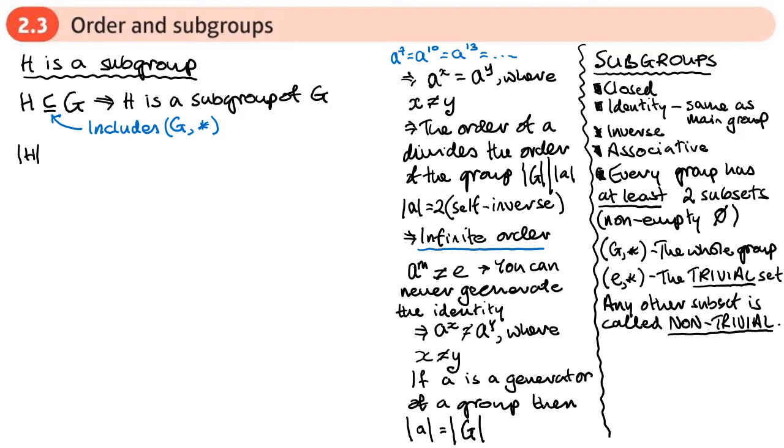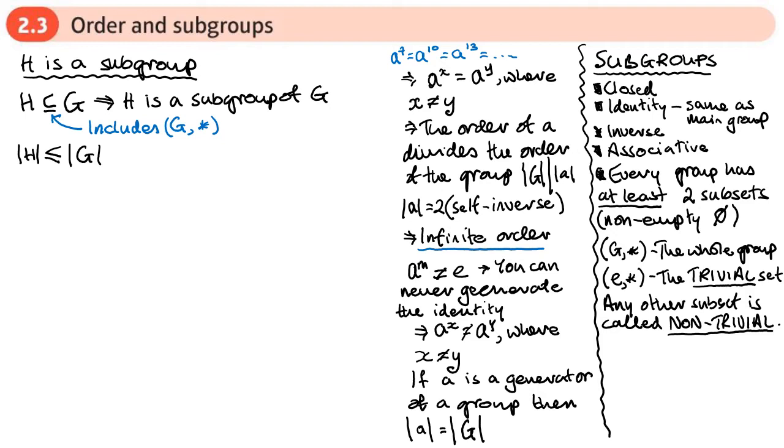Now this definition also goes on to say that the order of the subgroup can be less than or equal to the order of the group. And why equal to? Because this subgroup may actually be G itself.